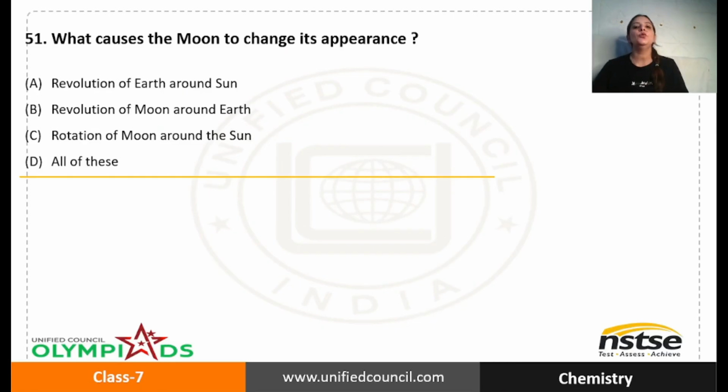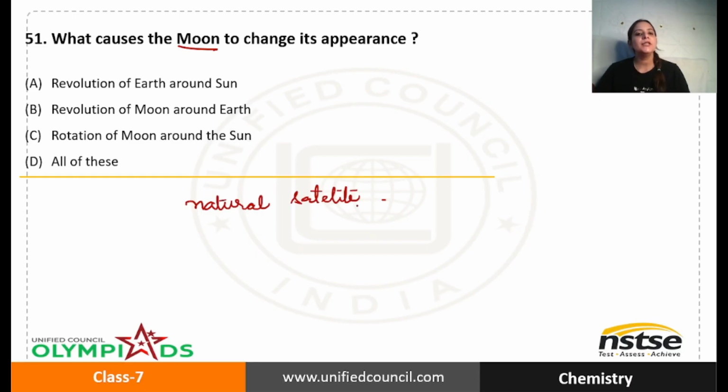What causes the moon to change its appearance? What causes the moon to change its appearance? I hope you all know about the moon. Moon is a natural satellite. Moon is a natural satellite of Earth.